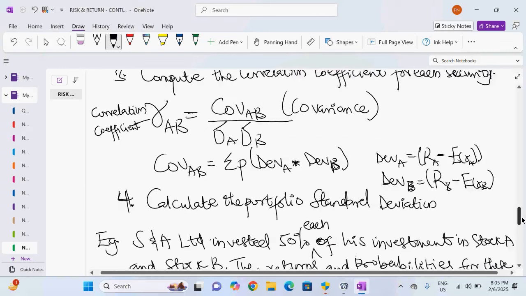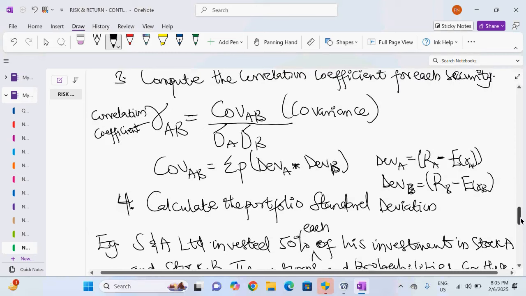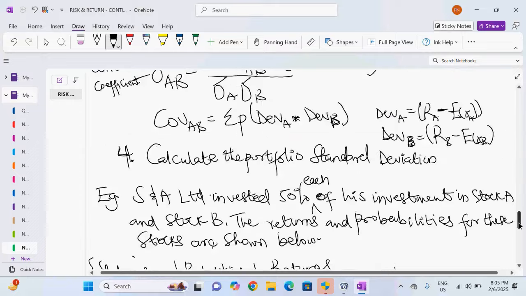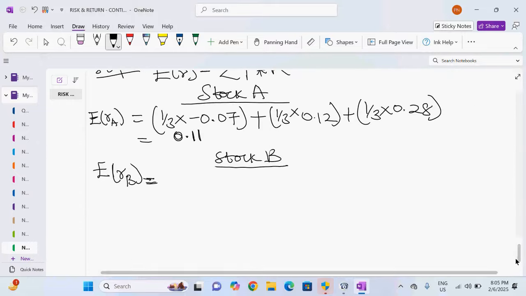I think I explained that. I don't know whether I've answered your question. So this is the standard deviation. It is the difference between the return and the expected return. That is a deviation.